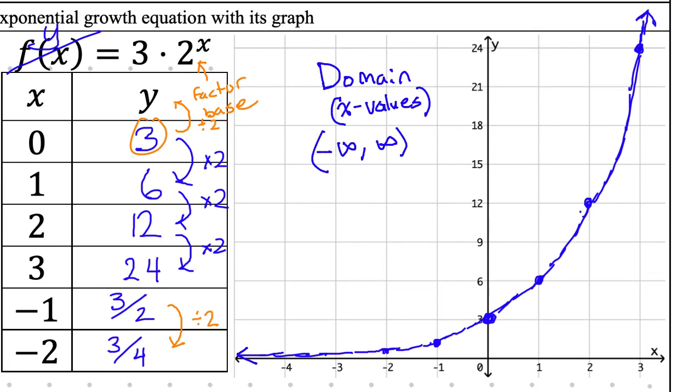What about the range? How far up and down can you go? So the domain, I'm going to draw arrows to help you remember. Domain is left and right. What about up and down? So the range, the y values.